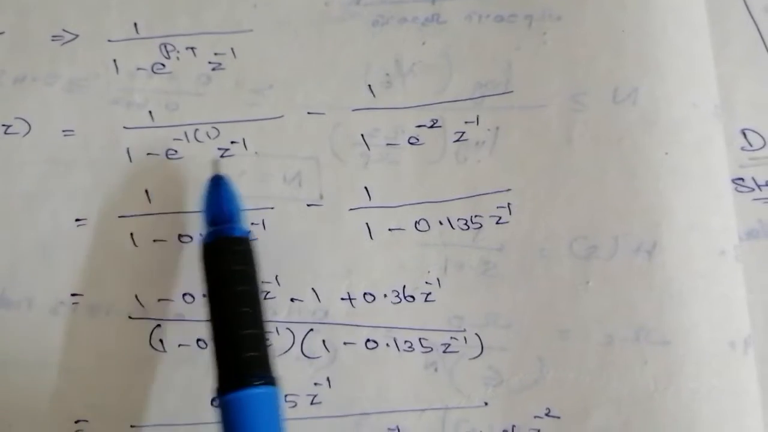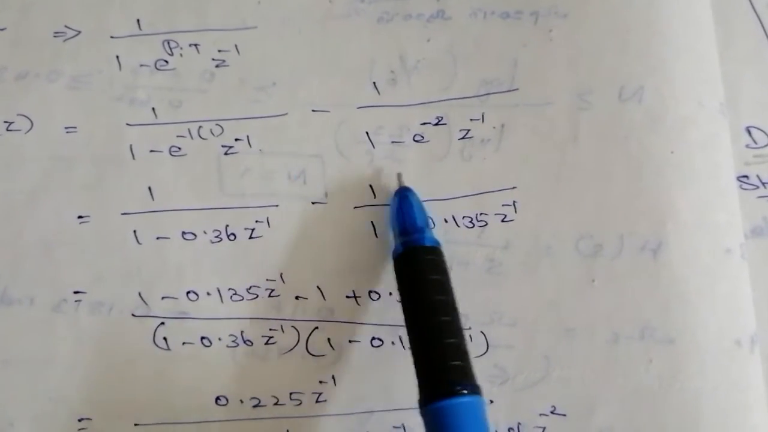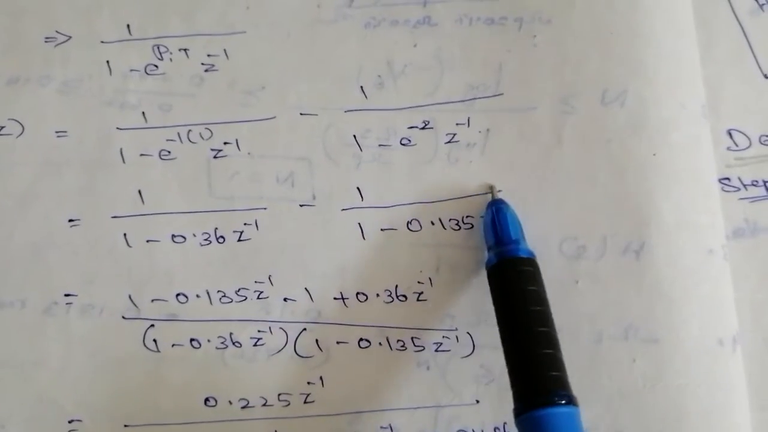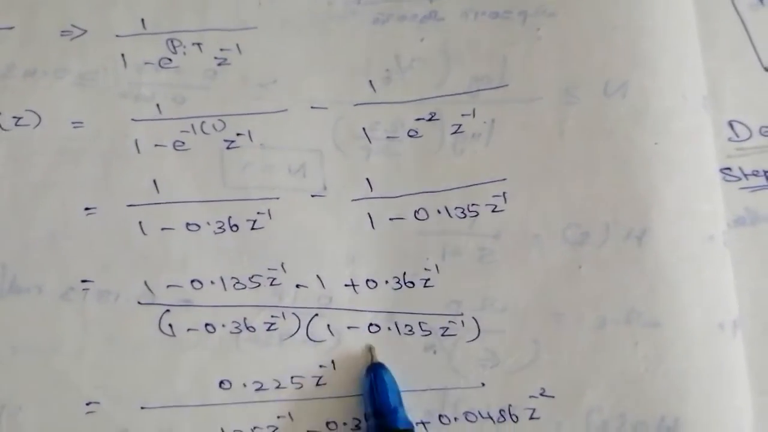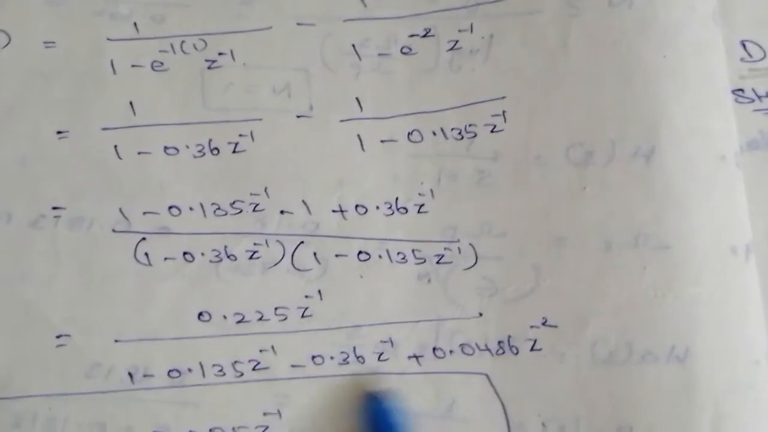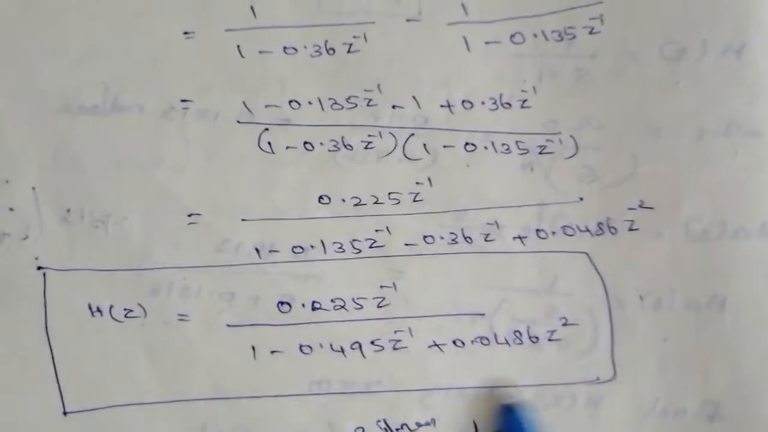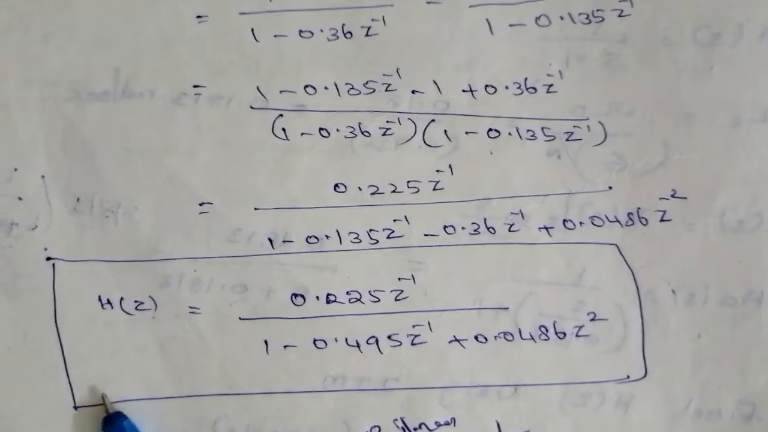That is 1 minus 1.135 z inverse minus 1 minus, that is minus 1 minus into minus plus 0.36 z minus 1 divided by this two term. After simplification finally we get this factor, that is the digital Butterworth filter using IIM.